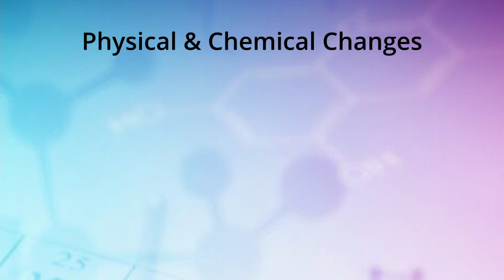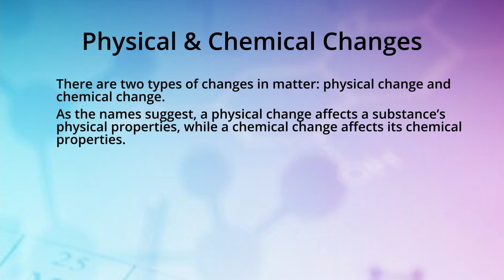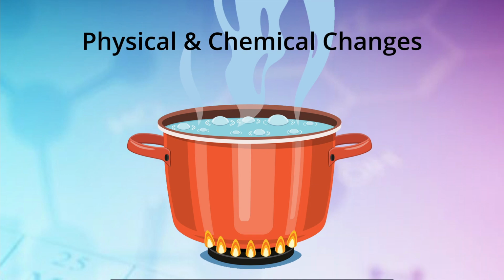Every day you come across many changes in your surroundings. These changes may involve one or more substances. There are two types of changes in matter: physical change and chemical change. As the name suggests, a physical change affects a substance's physical properties, while a chemical change affects its chemical properties. Physical changes do not lead to new chemical substances forming.